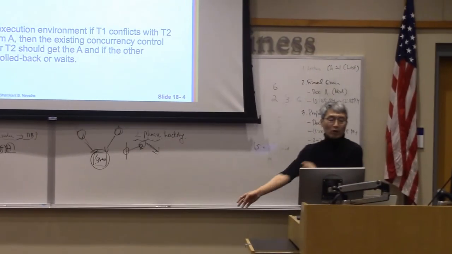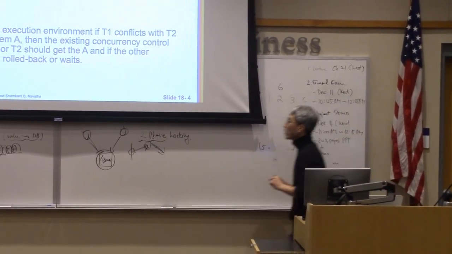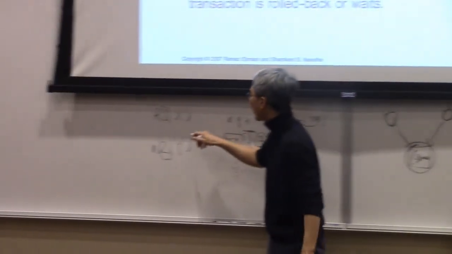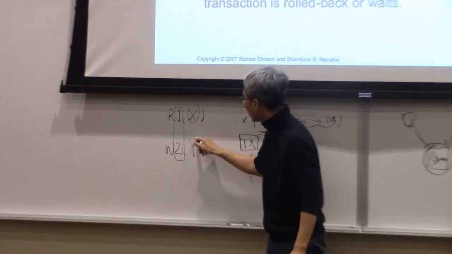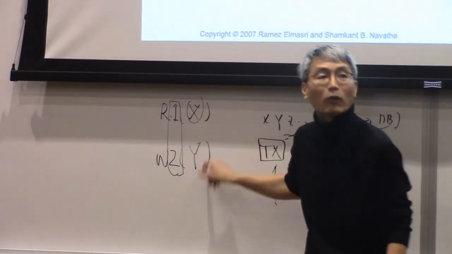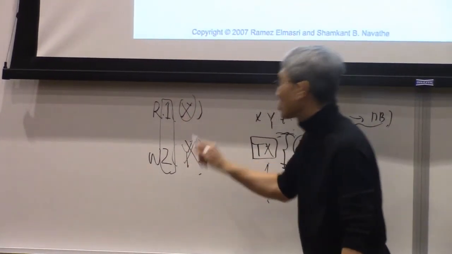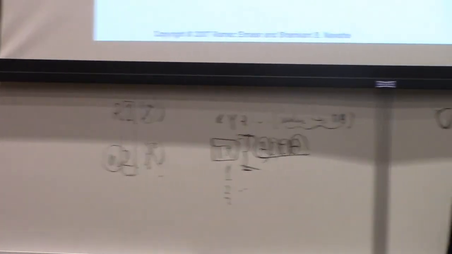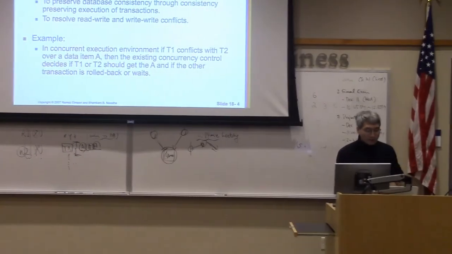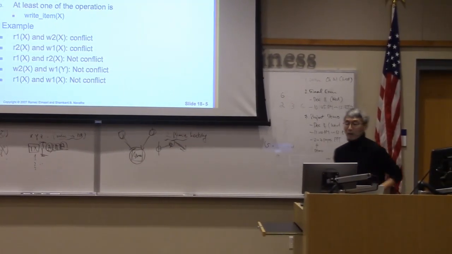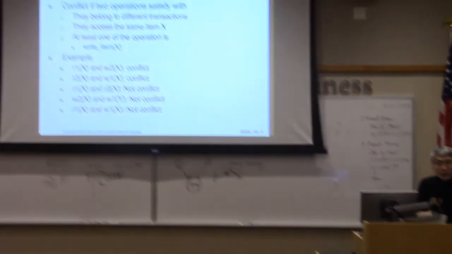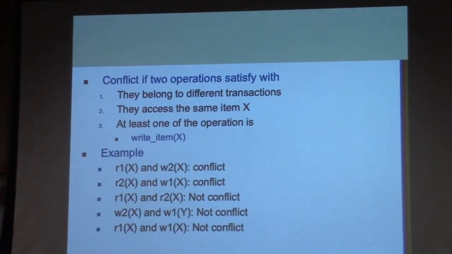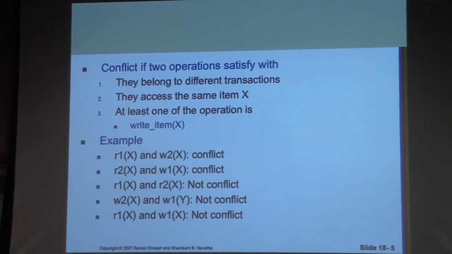If you think about the conflict, one is multiple transactions, and the data item should be shared. If not shared, there might be no problem because they are different resources. But in the case of sharing, there is the problem. Then at least one of them should be a write. So this is the conflict situation. If there is no conflict, you don't have to worry about the concurrency. Because we have such a conflict situation, we should take care of it.